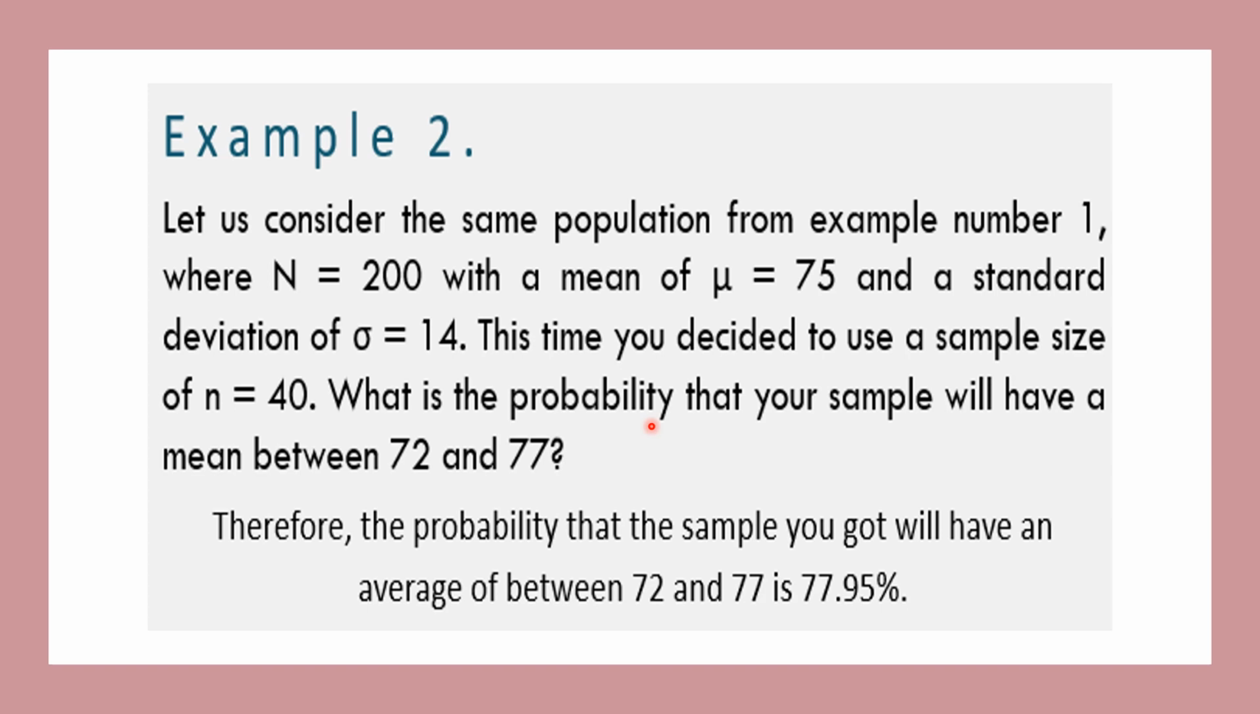First is the given, next is the unknown, of course, and next is the sigma sub x, and after that is you convert it into z-score. After converting it, you graph it. After graphing it, you get the probability and the conclusion. This is the conclusion. So, dapat yung sagot nyo is 77.95%. Ito yung di-discuss natin sa Monday.